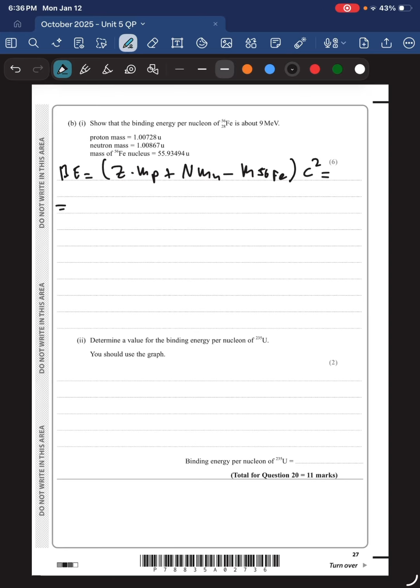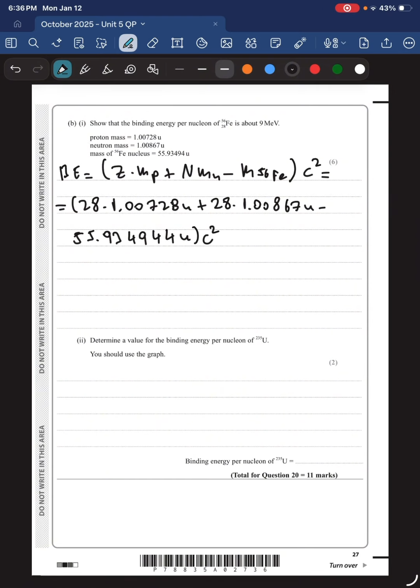Okay, and this is a rare occasion in which I will just plug in numbers. I mean, there's nothing else you can do. So 28 times 1.00728 U, which is the atomic mass, plus 28 times 1.00867 U minus 55.93449.44 U, times C squared.